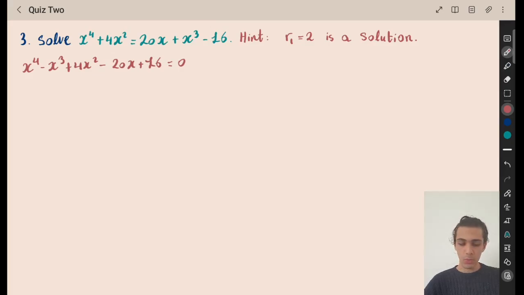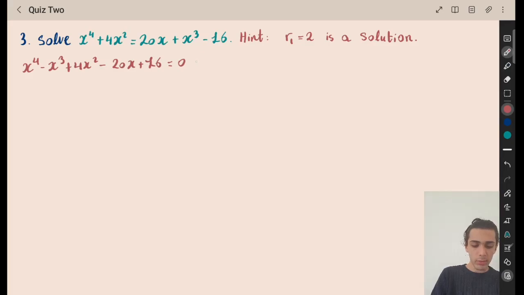Now, we are given a hint, and that is r1 is equal to 2 is a solution. I wrote r1 because I wanted to signify that it is a root. This is not mentioned in the worksheet or the quiz. So, what is our next step? Well, it is very simple.